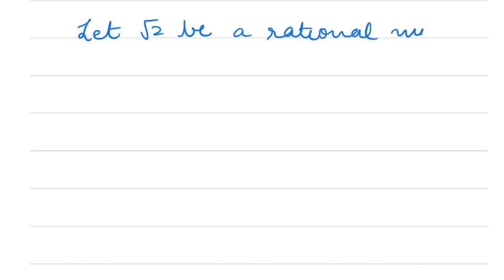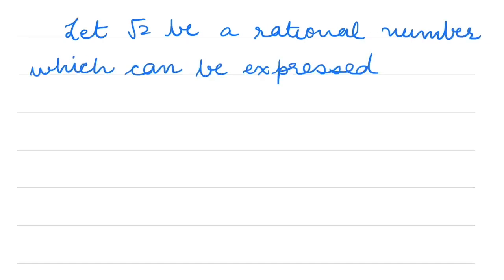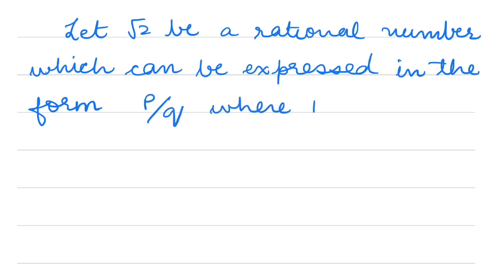18th question, we need to prove that root 2 is an irrational number. To prove that root 2 is irrational, we are going to use the contradiction method here. So we can say let root 2 be a rational number which can be expressed in the form P by Q, where P and Q are co-prime integers.